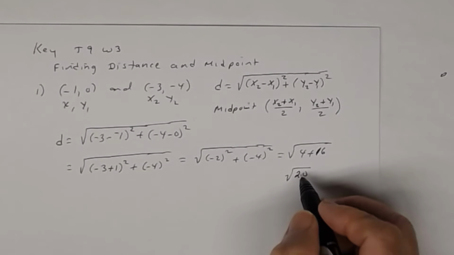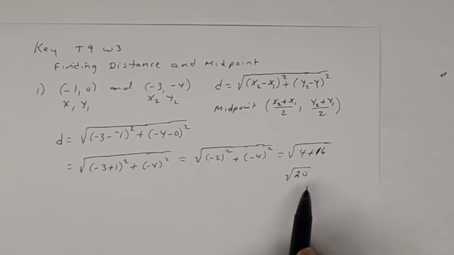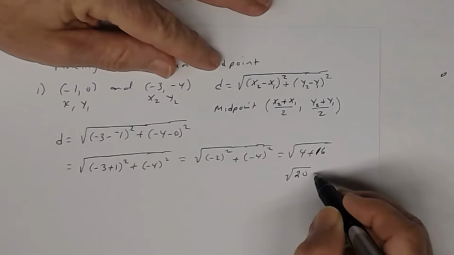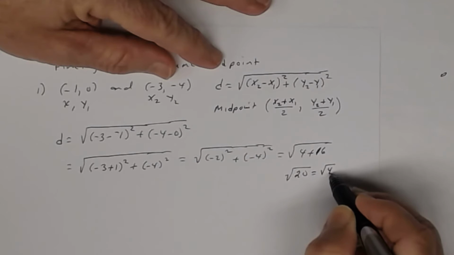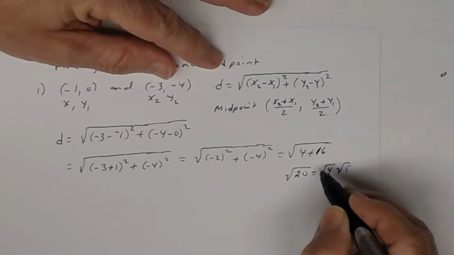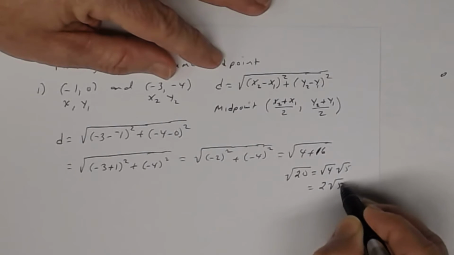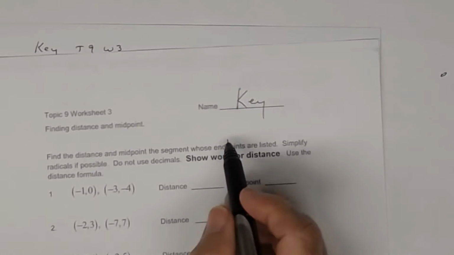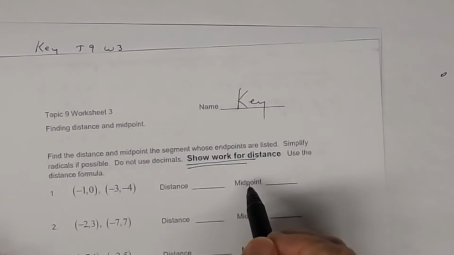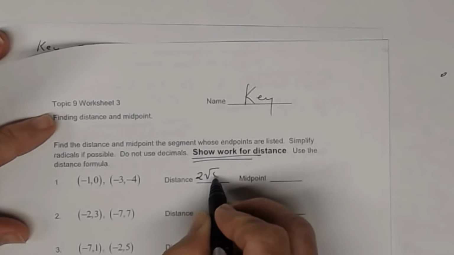And remember the directions do say simplify radicals if possible. So notice I can simplify the square root of 20 because the largest perfect square that goes into 20 is 4. So it becomes the square root of 4 times the square root of 5. 5 times 4 is 20. And since 4 is a perfect square, the square root of 4 is 2. So you get 2 square root of 5. So that's the distance, and there's your work. Okay, so make sure you see show work for distance. Always follow directions. So this is 2 square root of 5.